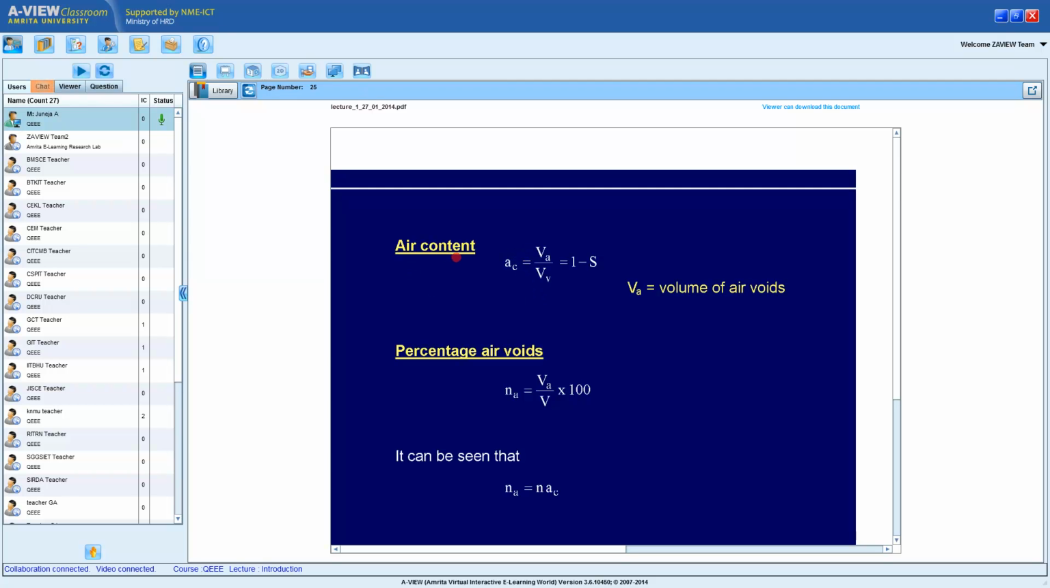The next term is air content. The air content is defined as 1 minus degree of saturation, 1 minus S. Over here, S represents your degree of saturation. So air content is AC equals 1 minus degree of saturation.